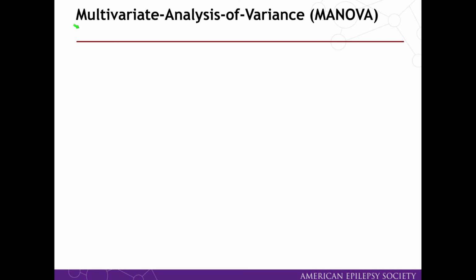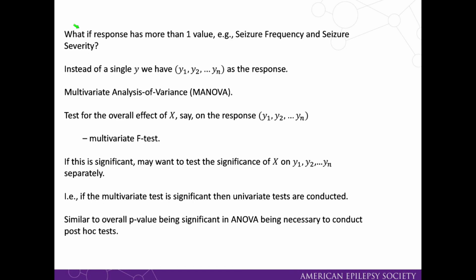Last but not least is multivariate analysis of variance, or MANOVA. We'll go briefly over this, because these can be pretty complicated models. But what if the response has more than one value? For example, your response is seizure frequency and seizure severity. So instead of a single Y as a response, in general, you can have a whole host of points, not just two. We might as well go all the way to n as the response variable. And so in this case, we have a multivariate analysis of variance. The multivariate means that the responses are multi as opposed to the x's.